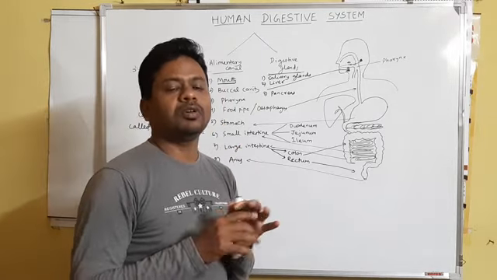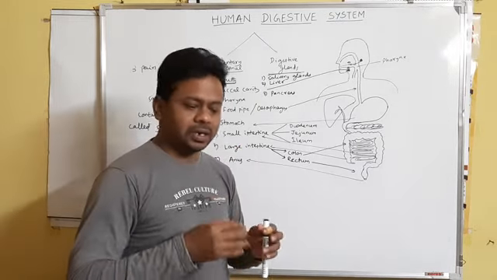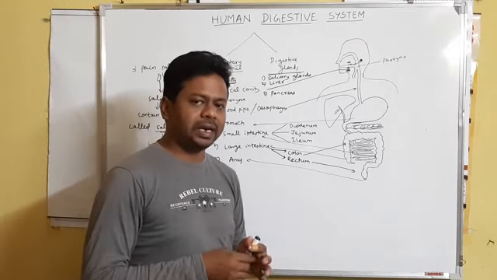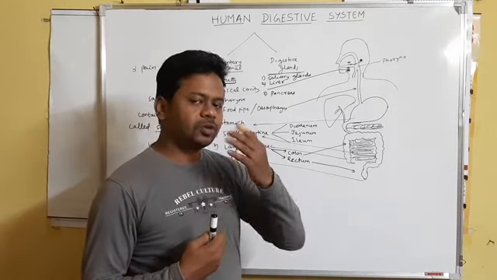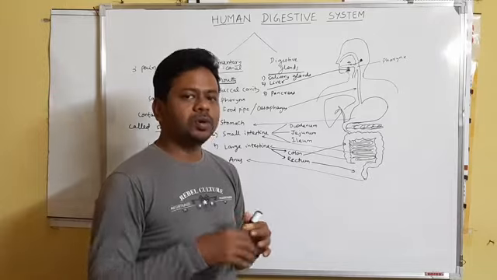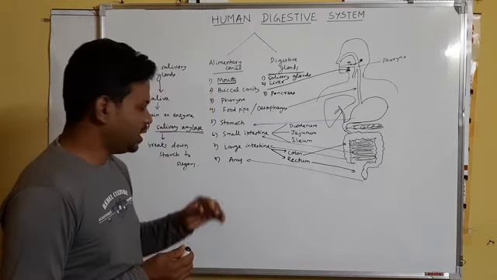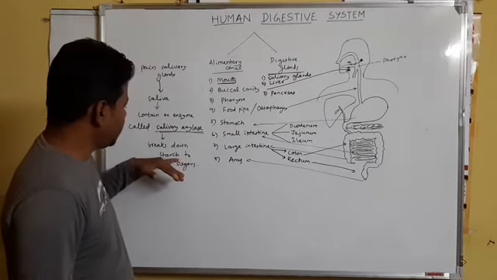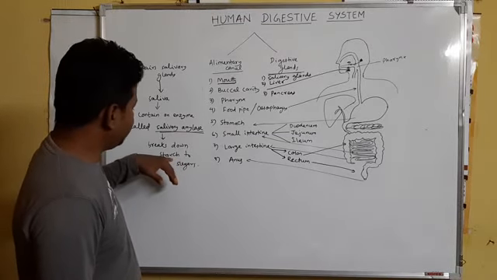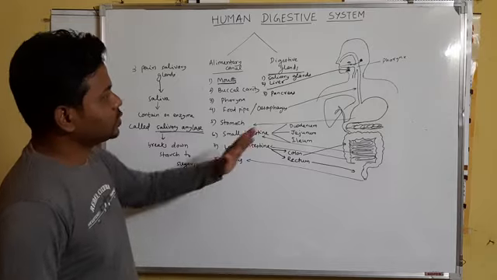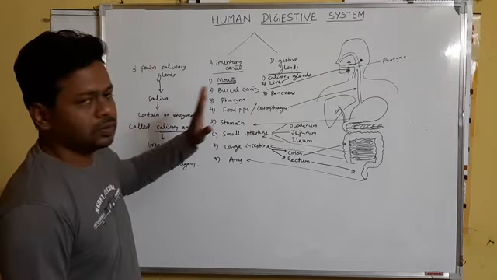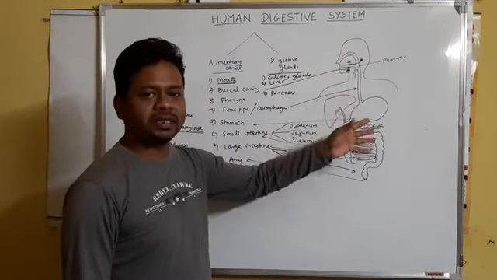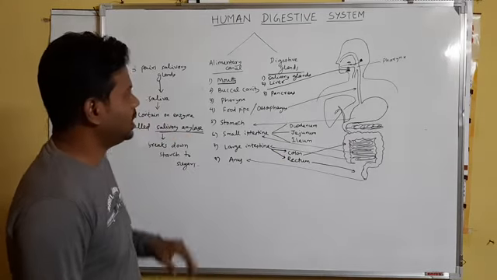Starch does not taste sweet, but hurriedly, what we do, we take the food and we eat it. It goes to the food pipe, so we cannot find out the sweetness. But if you chew it for a long time, then you will find the sweetness. It is due to the sugars converted from starch. Okay, so this is all about the mouth: the physical digestion by teeth, chemical digestion by salivary amylase.